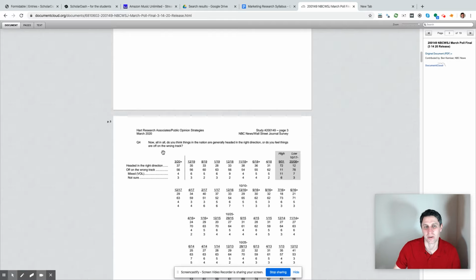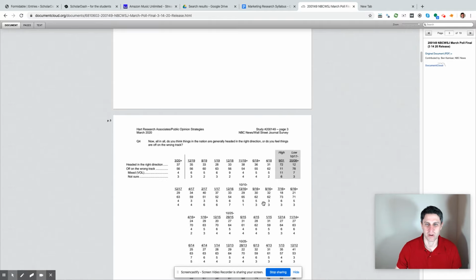Let's take a look at the wording of the question. All in all, this could be shortened, right? It'd be nice to shorten it a little bit without losing its meaning, but it's a decent question. It's just got a lot of commas and clauses, and the average person who doesn't have an advanced degree is going to struggle with all these different clauses. Now, comma, all in all, comma, do you think things in the nation are generally headed in the right direction, comma, or do you feel things are off on the wrong track? So you could just say, are things in the nation generally headed in the right direction, or are they on the wrong track? Just make it simple, make it easy for the people.